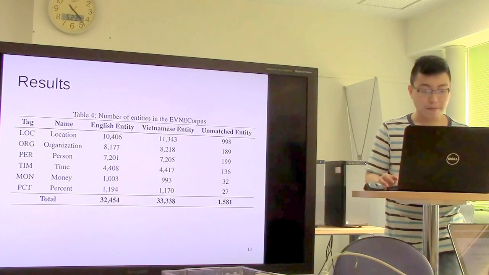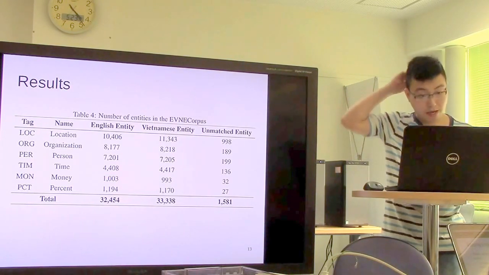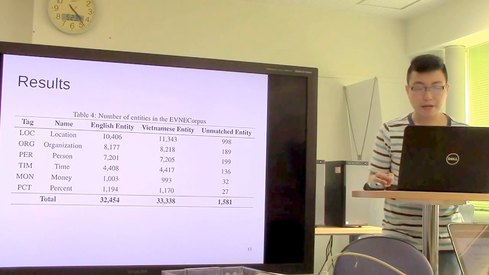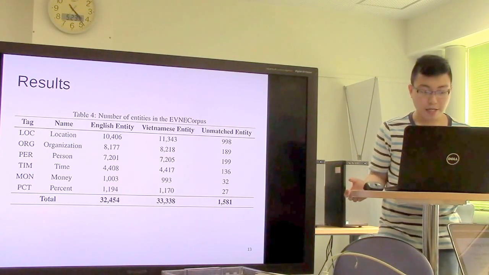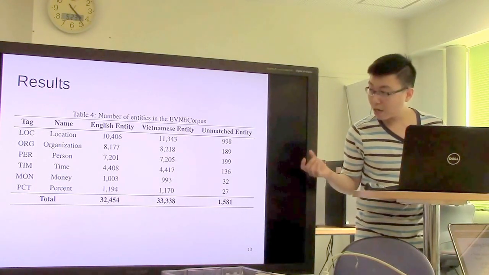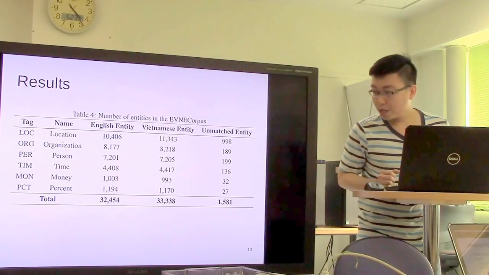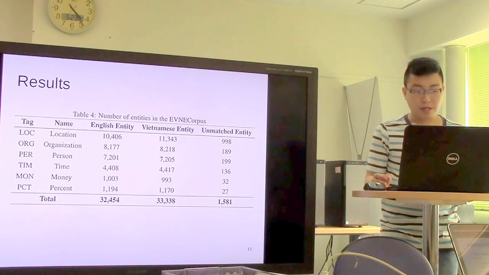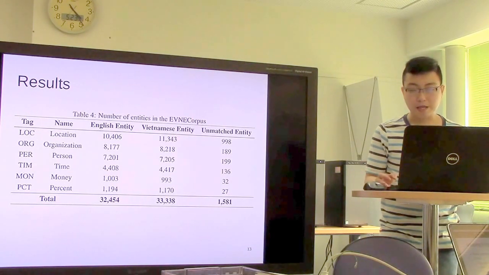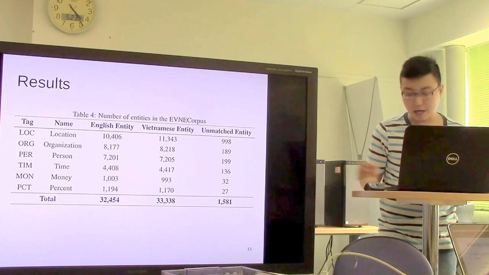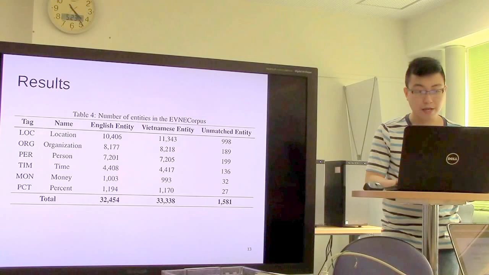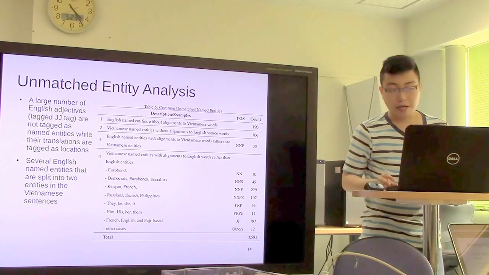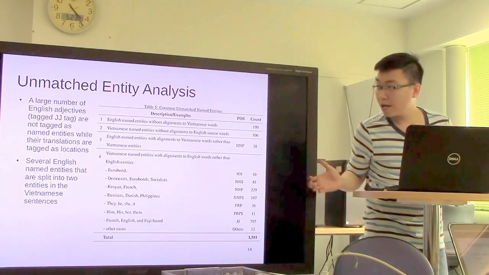And the results: they have built the EVNE corpus, and it includes 32,400 named entities in English and 33,000 named entities in Vietnamese, and the unmatched entities are about 1,500 named entities. For the unmatched entity analysis, this table shows the common unmatched named entities.